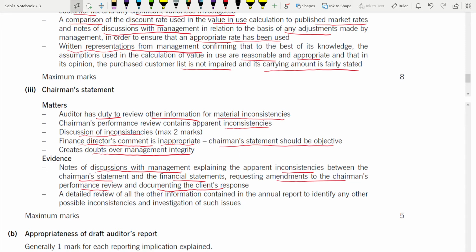Did they amend it, or were they not amending? Then a detailed review of all the other information contained in the annual report. You have to do a detailed review on that to identify whether there were any inconsistencies or not. And also, if there were, then you have to investigate those issues.